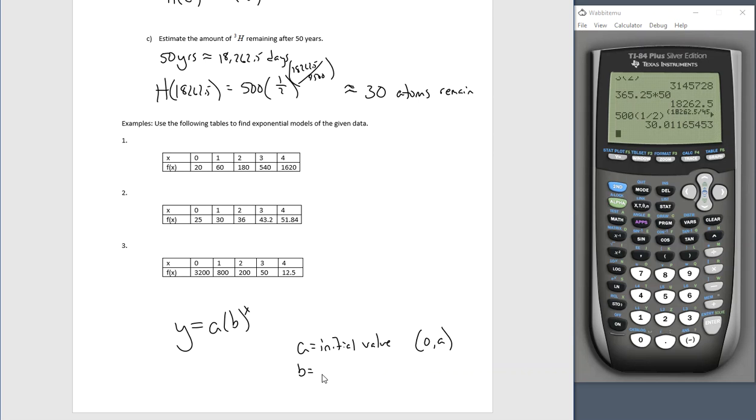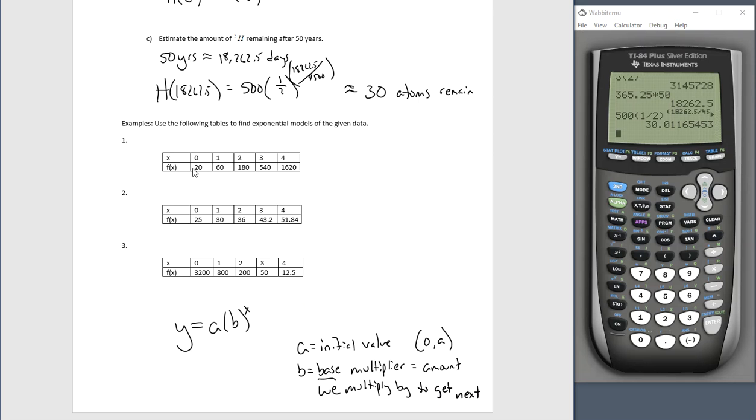And b is called the base multiplier. We usually call it just the base, but I like the full name, the base multiplier. It's the amount we multiply by to get the next value.